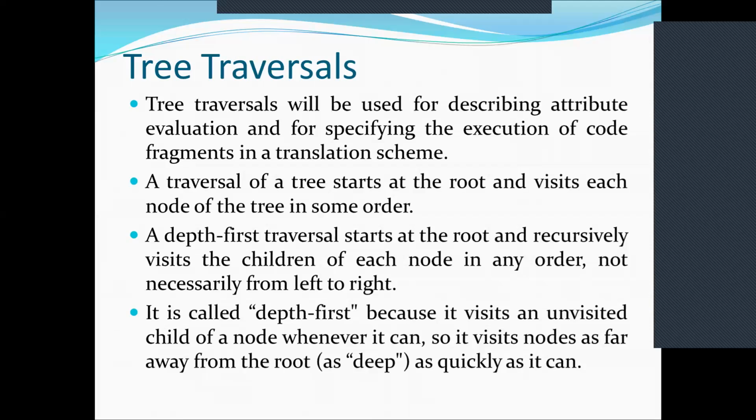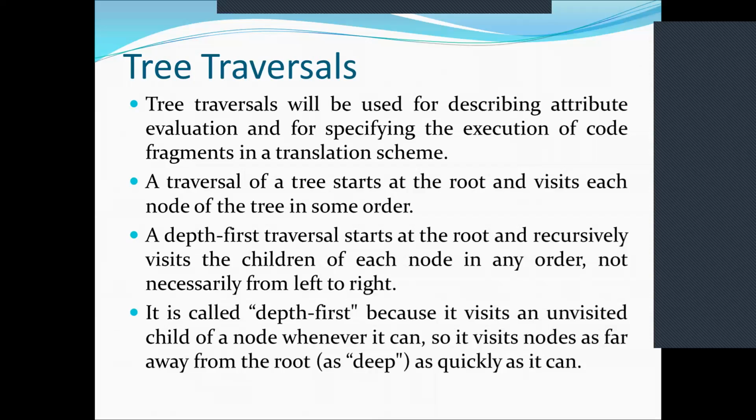Depth first traversal goes as per the height of the tree, and it goes to the leftmost down node of the tree, whereas the breadth first works horizontally. It visits the nodes horizontally, so it is like visiting the left, right, and that way. So what happens in the depth first traversal? It starts at the root and recursively visits the children of each node in any order, not necessarily from left to right.